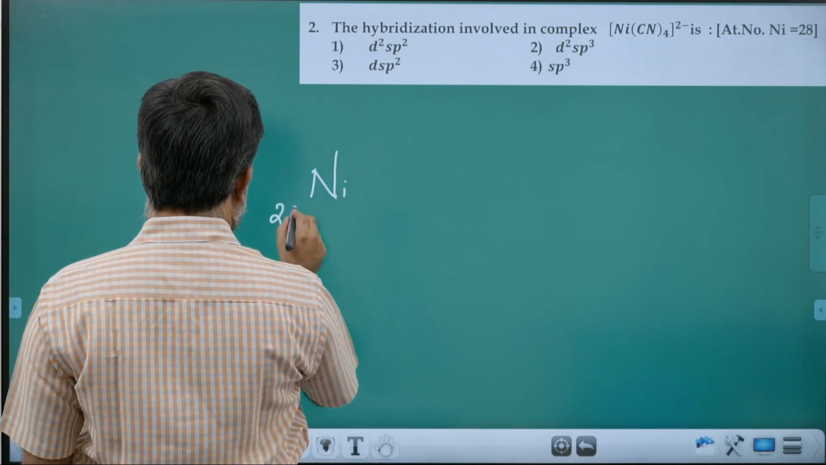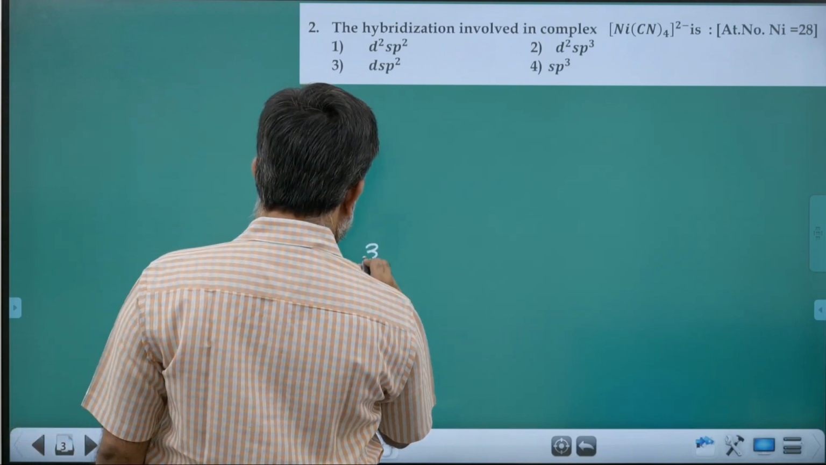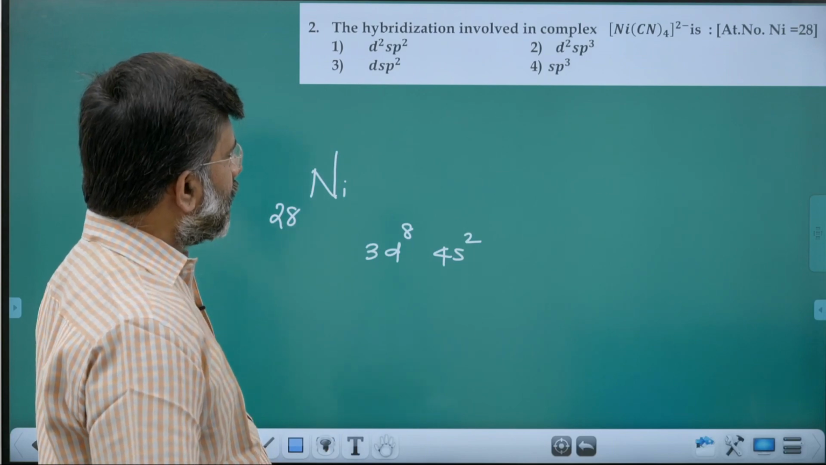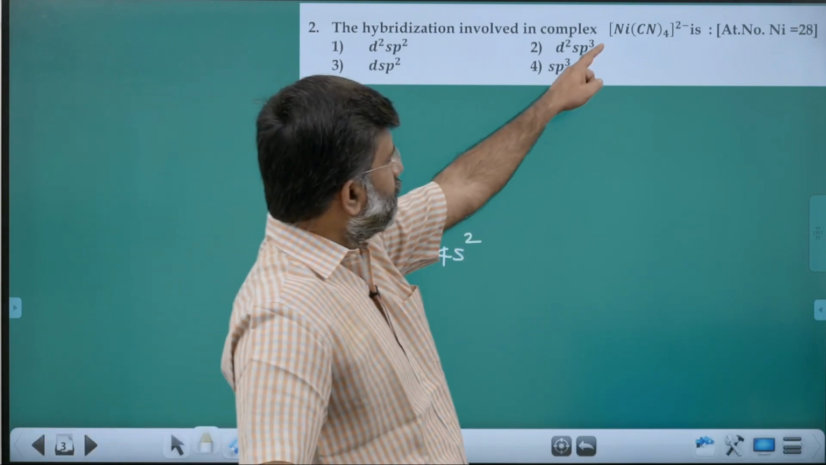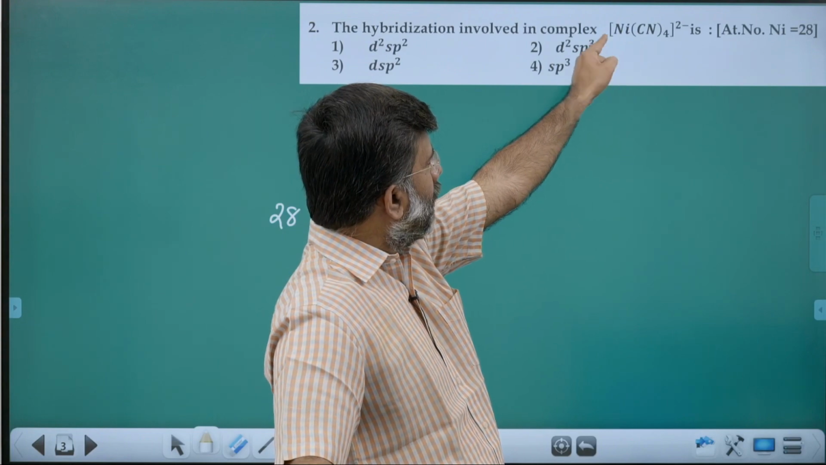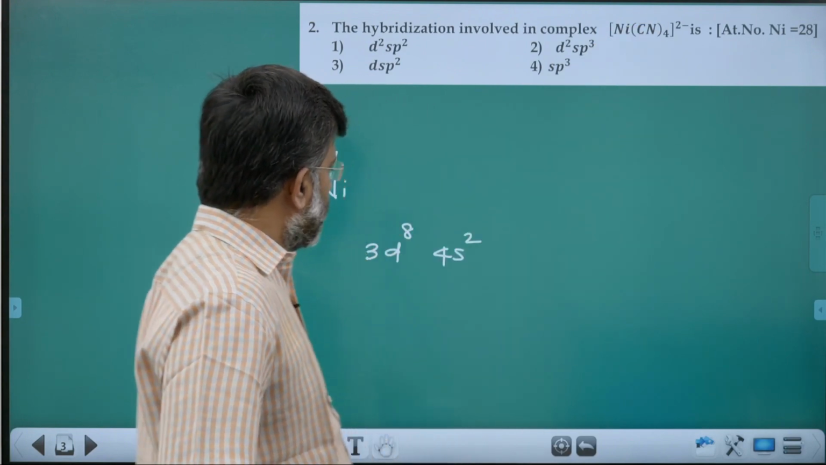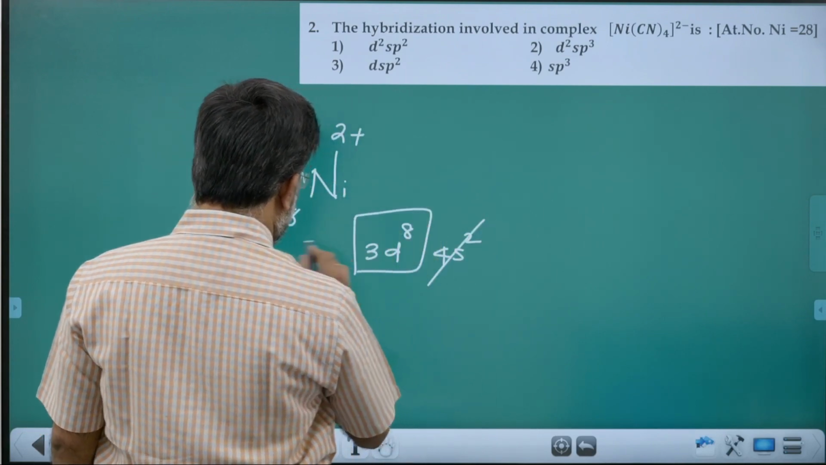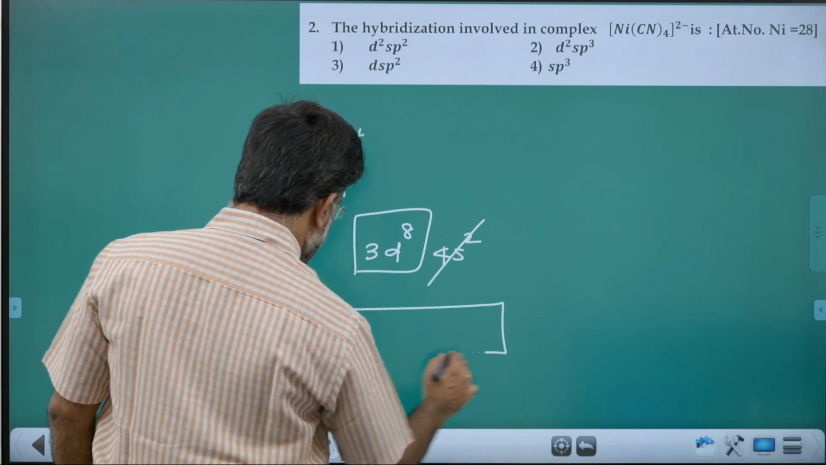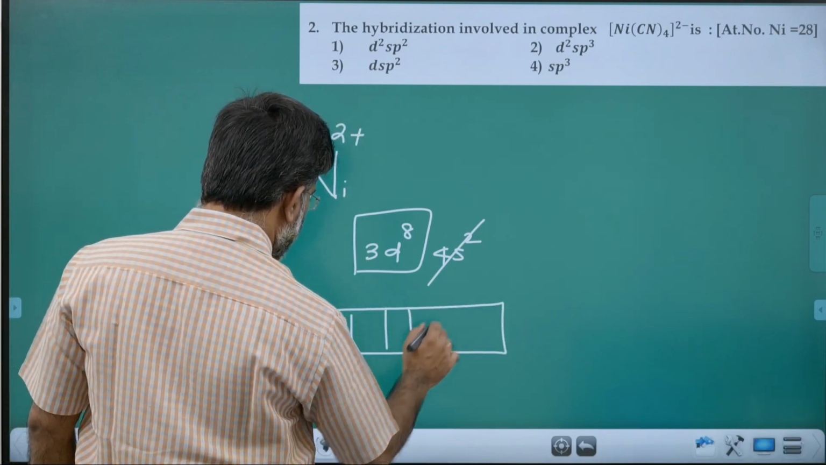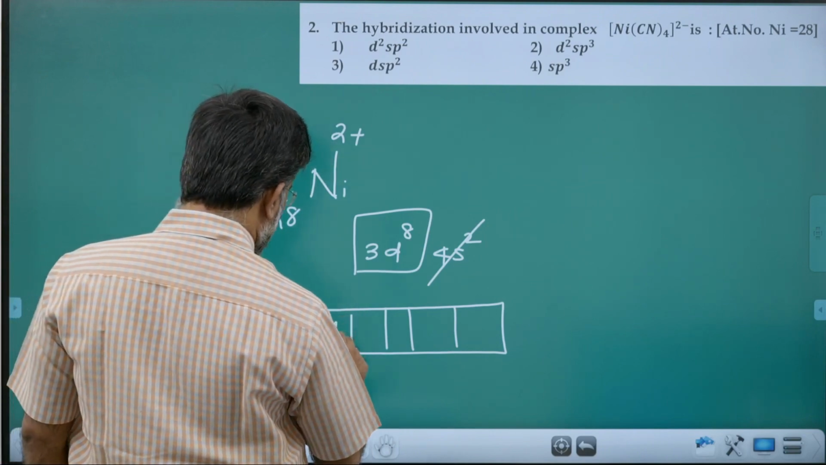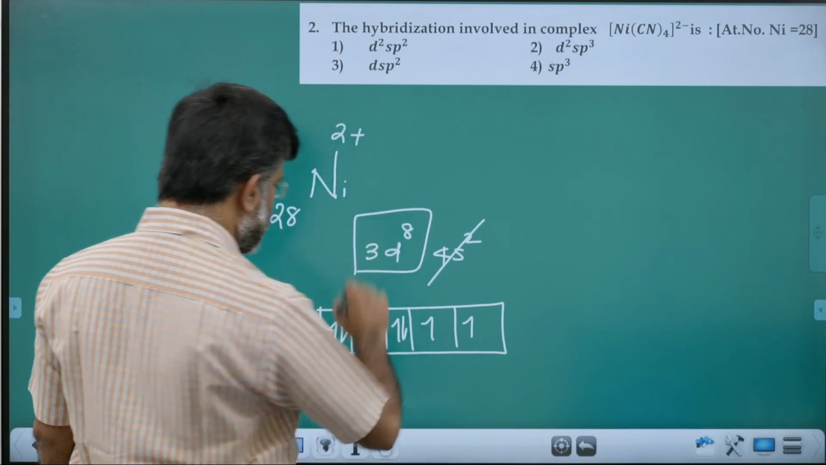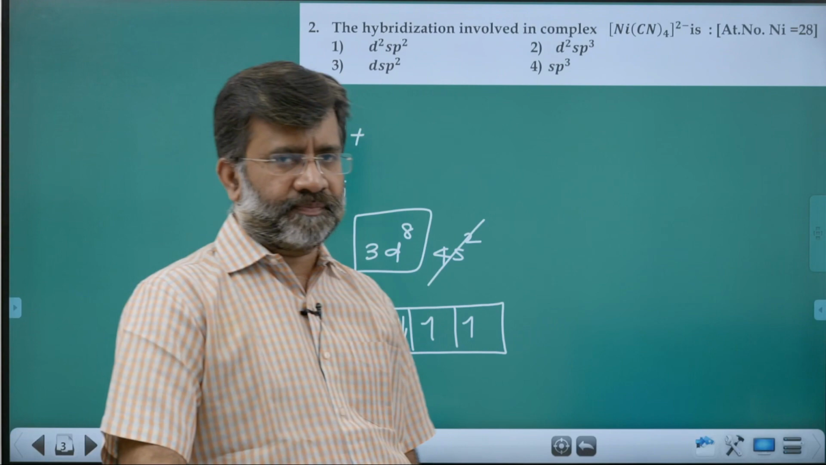is atomic number 28 and the configuration is 3d8 4s2. In the complex, nickel is in +2 state. You see cyanide is -1, with the 4, -4, and this is +2. Then only overall 2 minus. So nickel 2 plus means these electrons are gone and you are having d8 system. What is d8 configuration? 1, 2, 3, 4, 5, 6, 7, 8. There are 2 unpaired electrons.